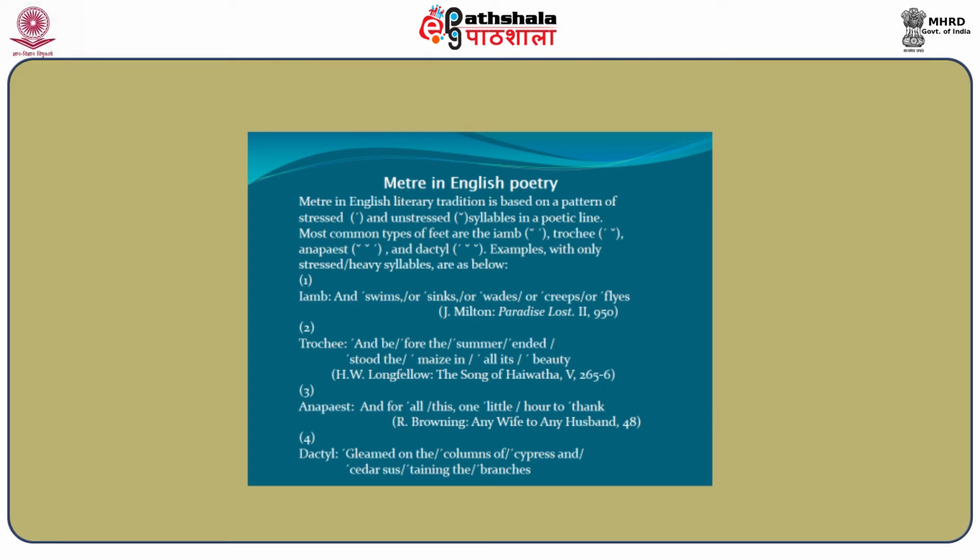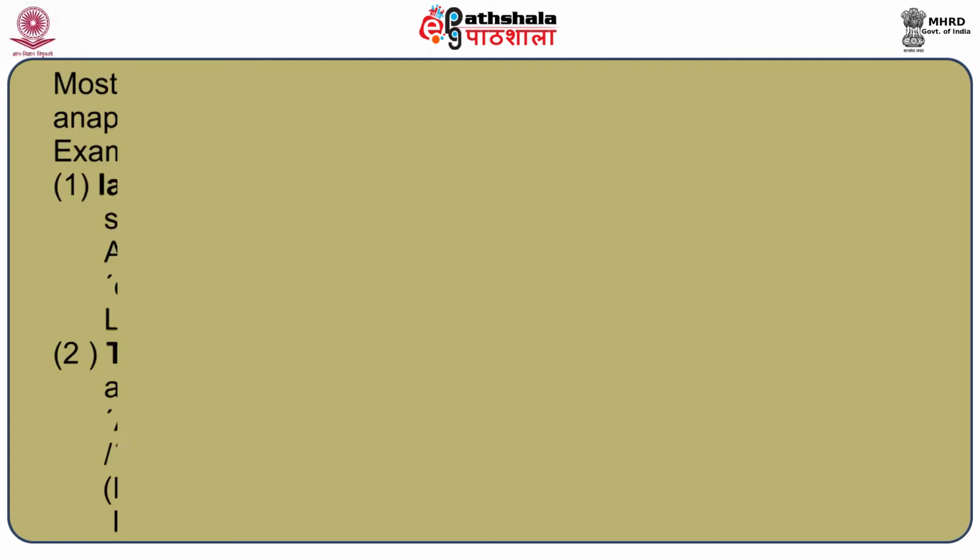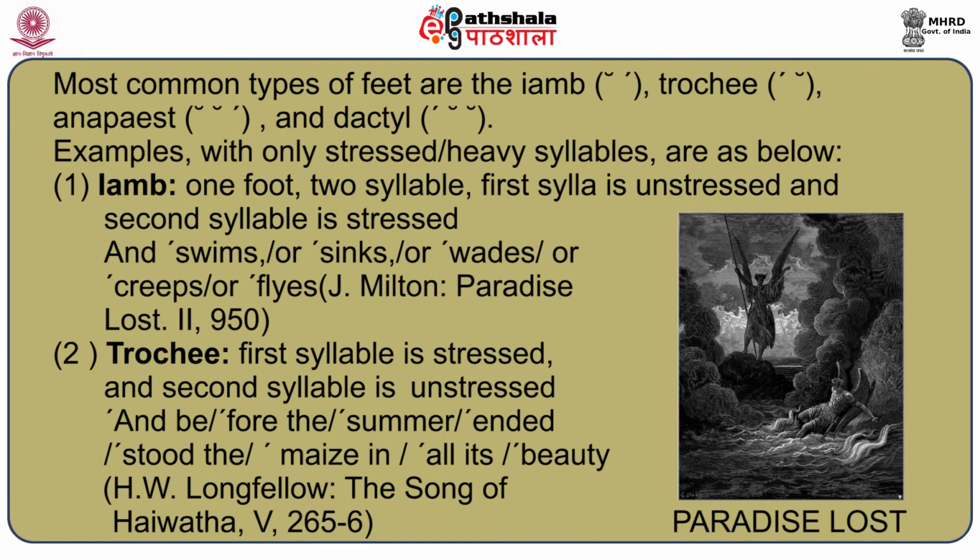In ordinary language, this control of feet is missing. So we have a prose-like rhythm. In prose, as in ordinary speech, it is more prosaic. But poetry is marked by metrical patterns, traditional poetry particularly. The most common types of metrical feet are iamb, trochee, anapest, and dactyl.